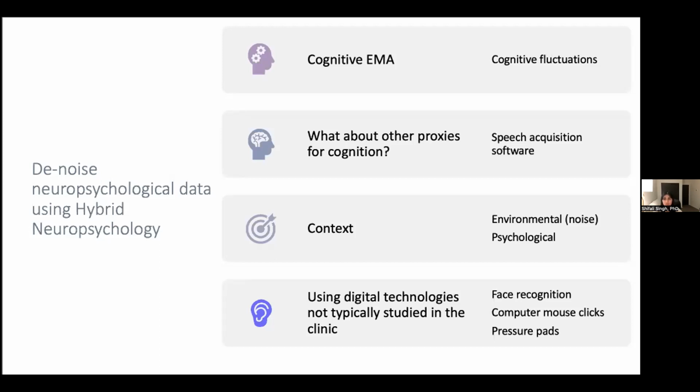And we can also use digital technologies that aren't typically studied in the clinic, like face recognition, computer mouse clicks, keystrokes, pressure pads. There's a new startup coming out where they have sensors that go below your feet, and they can predict with pretty good certainty your likelihood of developing Parkinson's disease. So imagine our collaboration with tech companies in that sense and how far we could go.